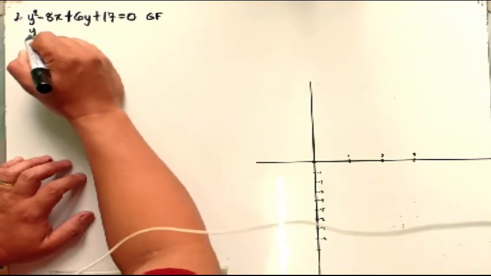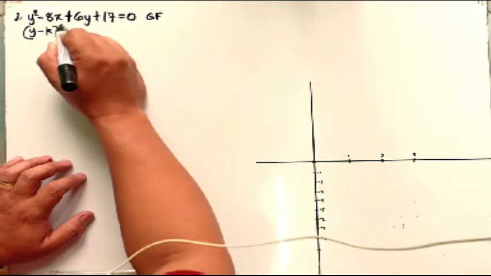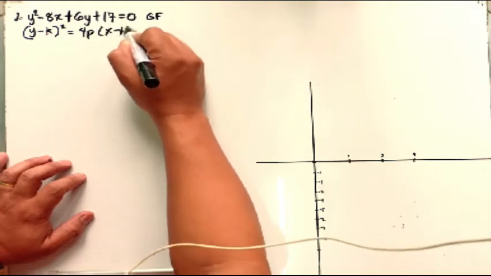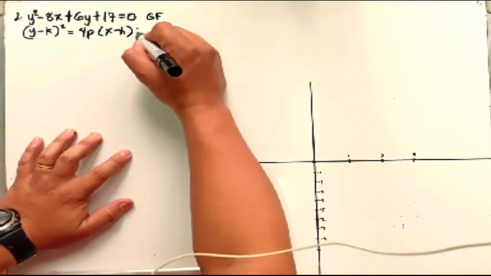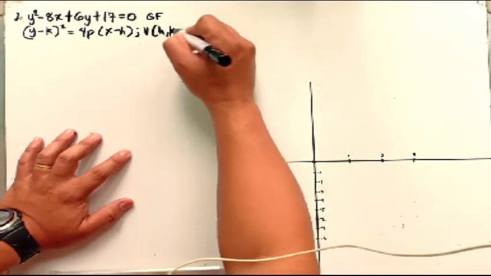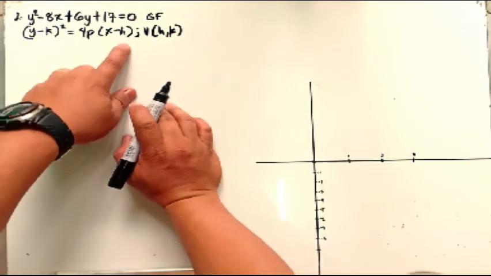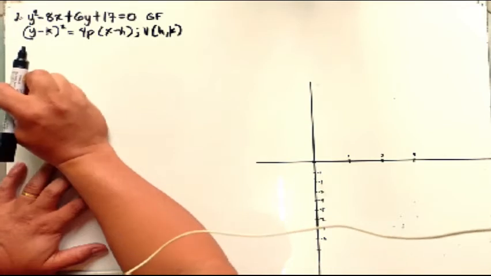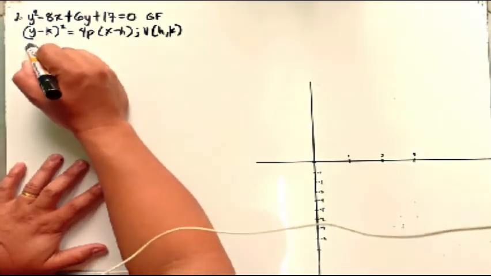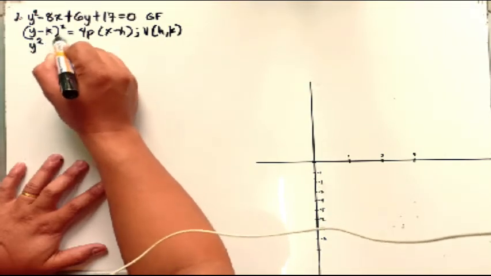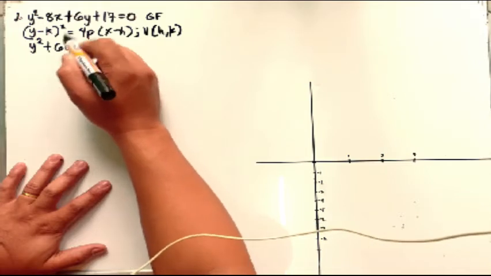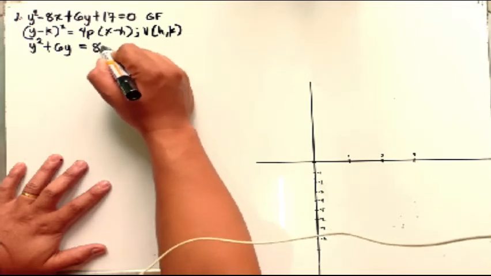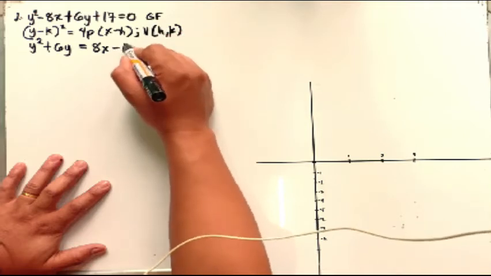So this one should be in the form (y minus k) squared is equal to 4p times (x minus h), with vertex at (h, k). So in this form, we can easily pinpoint what the vertex is. So let's also apply completing the square for us to arrive at this form. Now let's rewrite the given general form. y squared, put your 6y beside it, plus 6y is equal to, then transpose the other terms to the right side of the equation. So this would be 8x minus 17.